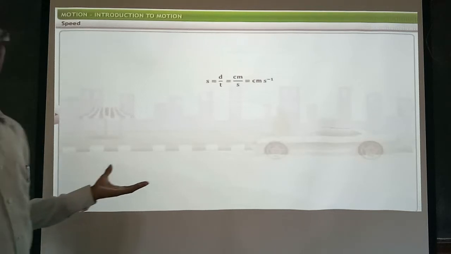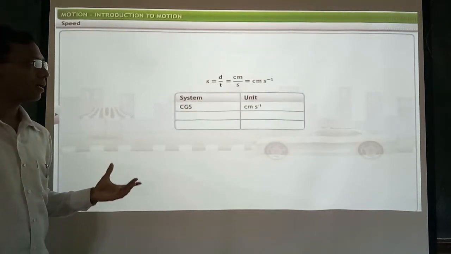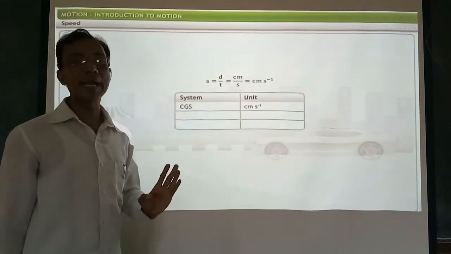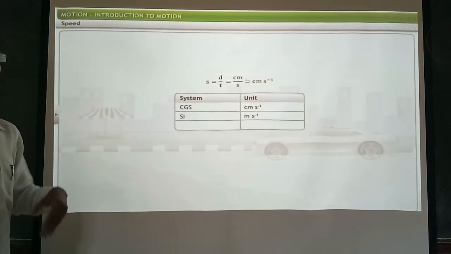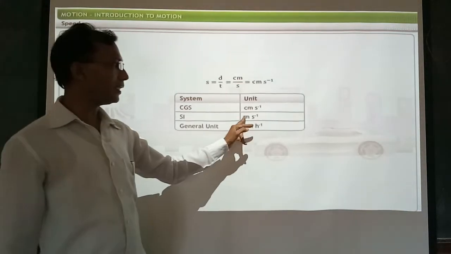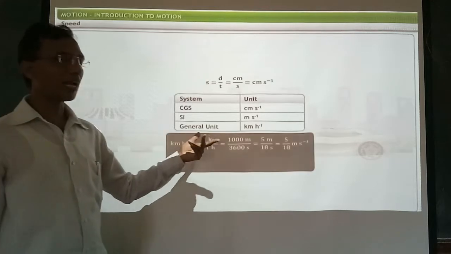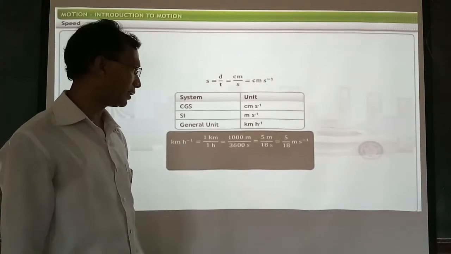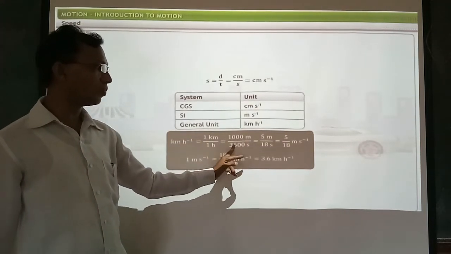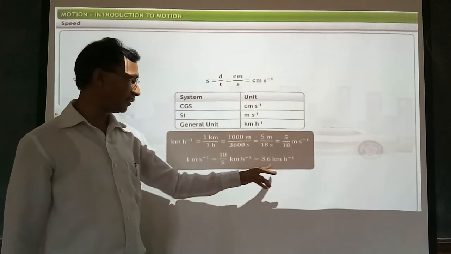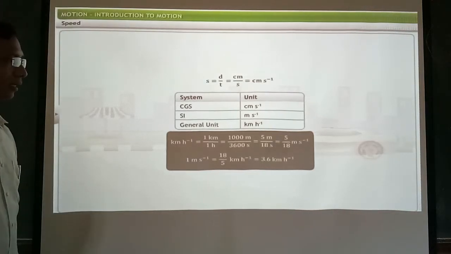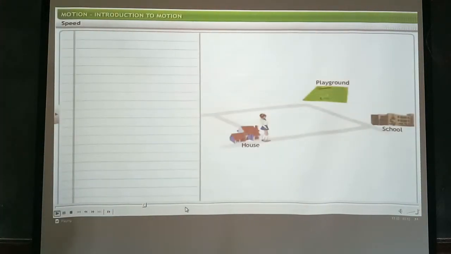Now as you know, speed is equal to distance upon time. In the CGS system the unit is centimeter per second, while in the SI international system it is measured in meter per second, and a general unit can be kilometer per hour. So these are the speed units. For kilometer per hour, 1 kilometer equals 1000 meter, 1 hour equals 3600 second, so we obtain 3.6 kilometer per hour. These are the conversions of the unit.